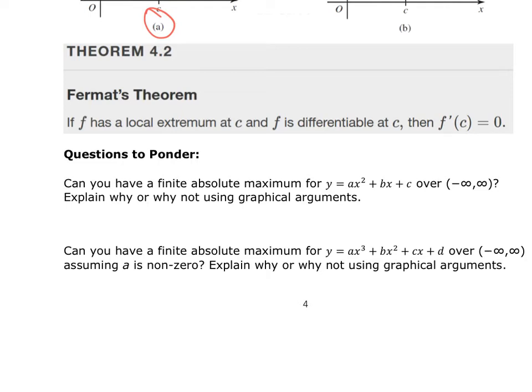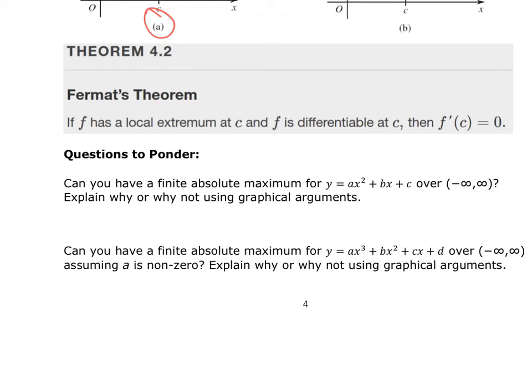So what do you think? Will I have a maxima? Can I have a finite one, meaning a number that I can find numerically? Can I find an absolute maxima for a quadratic? Yes. When does that happen? When the leading coefficient is negative. I'm guaranteed, because it's a quadratic, I have one turning point, and so I am guaranteed an absolute maxima, and it's a finite number. It's a number I can actually find.